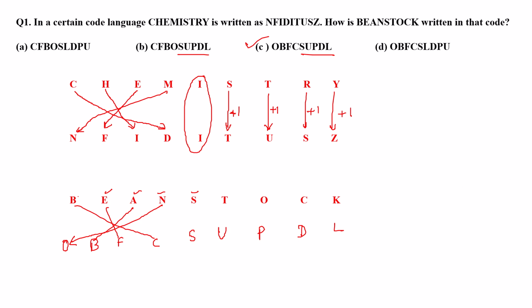Now moving to the second question. Again, this is a coding question. In the question it is given that devote is coded like this. How will tenure be coded in the same code? So let's find out the relation. After D it is given as G, E as B. So these are the coding things, right?